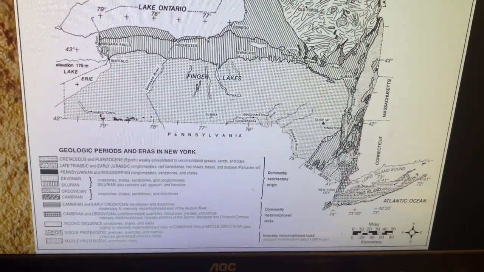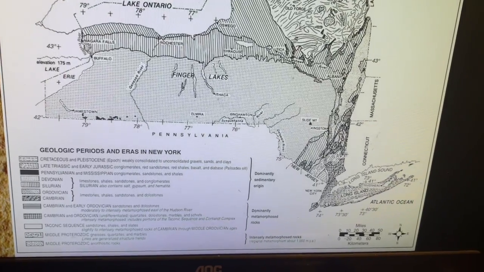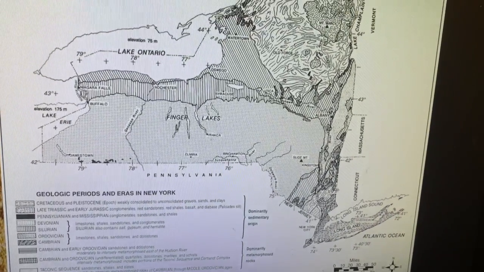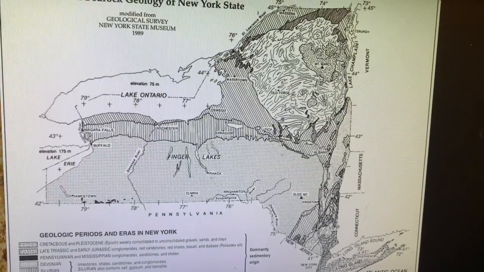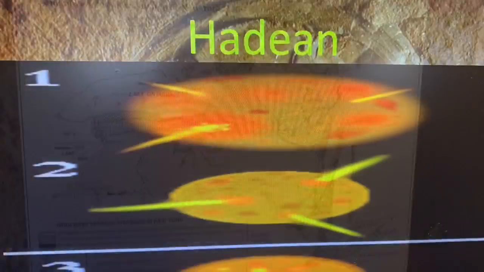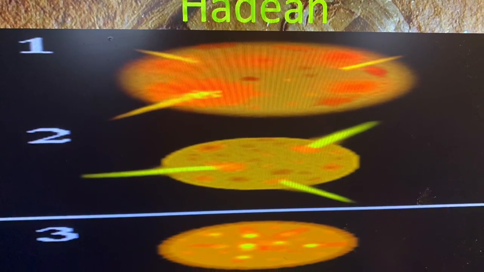Okay? It tells you the types of rocks that you have, and it tells you whether they're sedimentary, metamorphic, heavily metamorphosed, and stuff like that. Okay? You can use this chart to figure out where the oldest rocks are and things like that. So like we mentioned, the first Eon is what we call the Hadean. Okay? And the Hadean literally means hell earth.